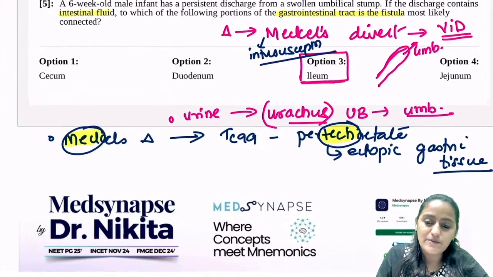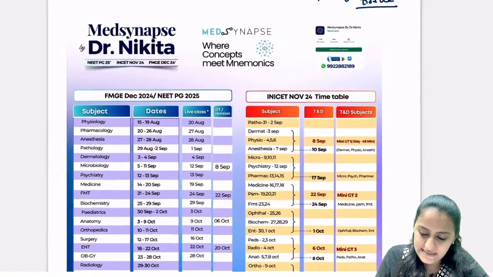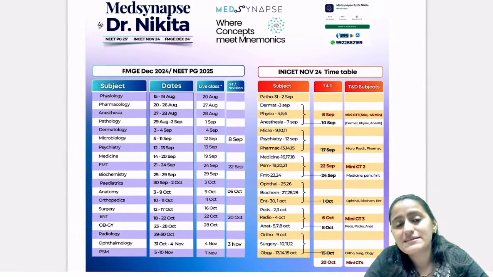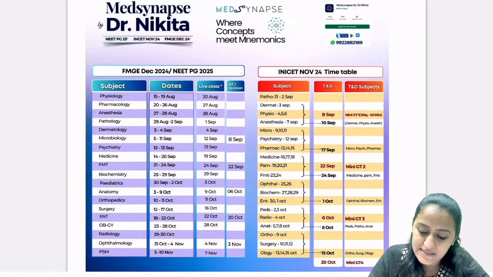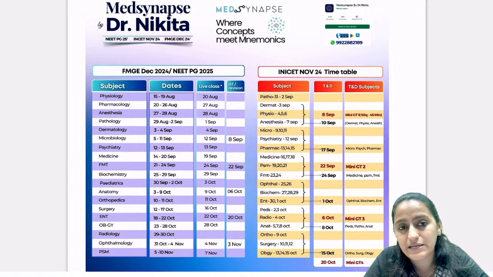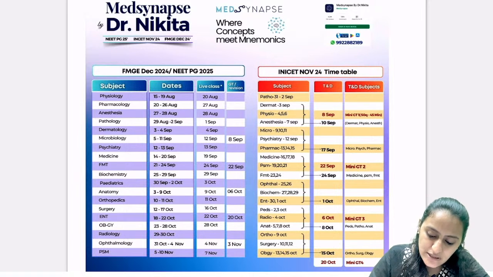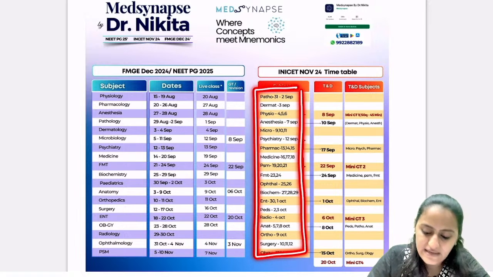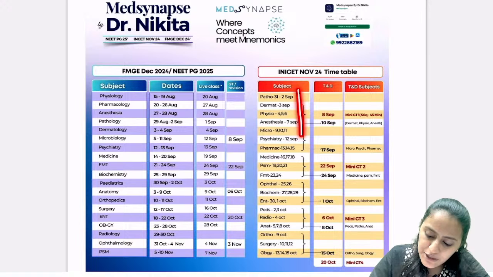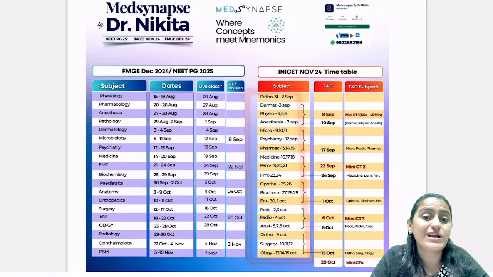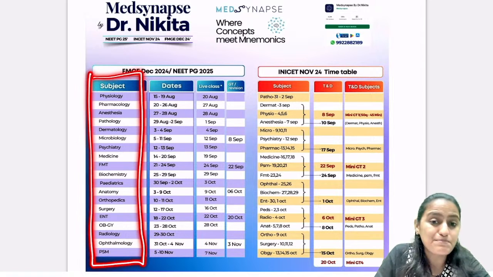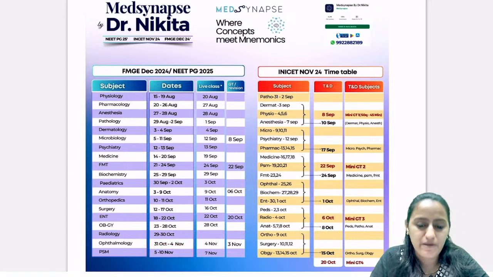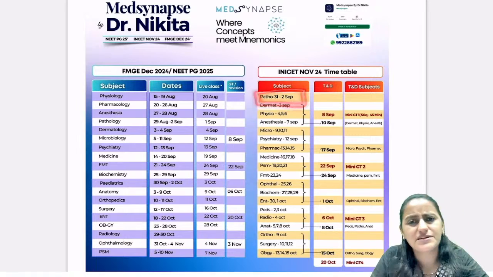Those were the Fast 5 questions today, guys, and this is the timetable that is ongoing on the Medsynapse app. We have one timetable for the FMG December 24 and NEET PG 25 students, and we have also started with the INICET November 24 test and discussion. Students are following this timetable for the daily targets. Anybody who wants a timetable can use it to complete your targets for INICET till 15th October. For those doing FMG or NEET PG, you can complete the 19 subjects till 10th of November. We started this timetable from 15th August, and this one from 31st August.